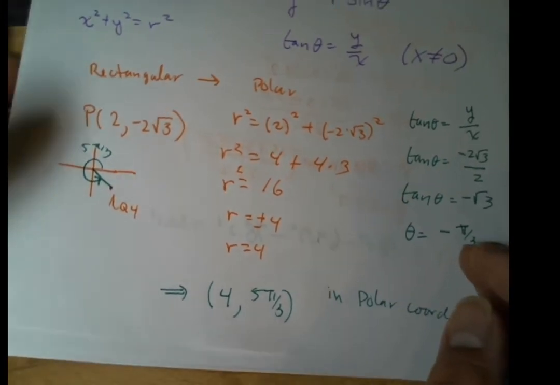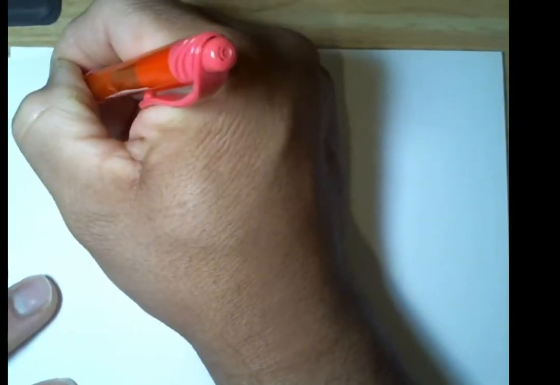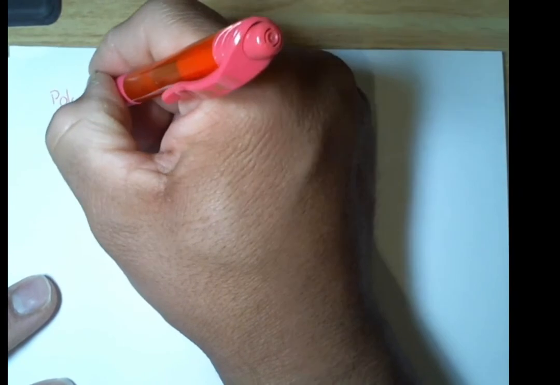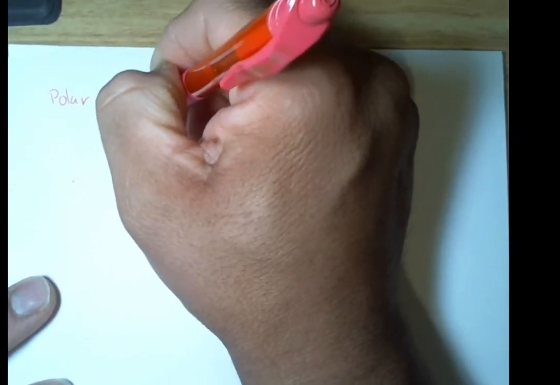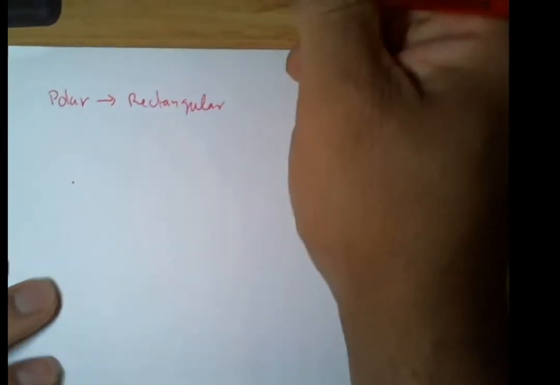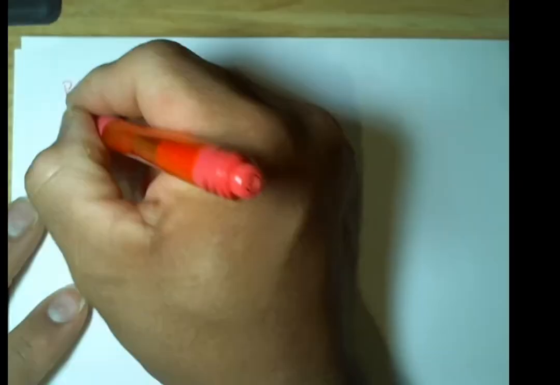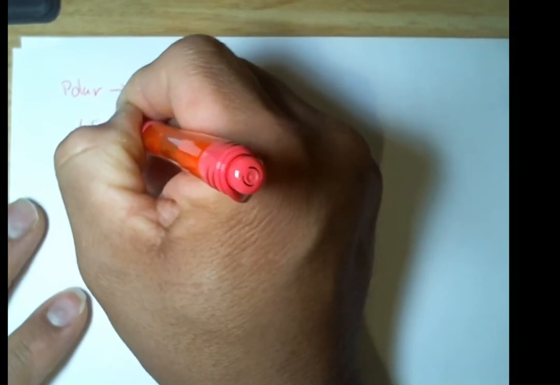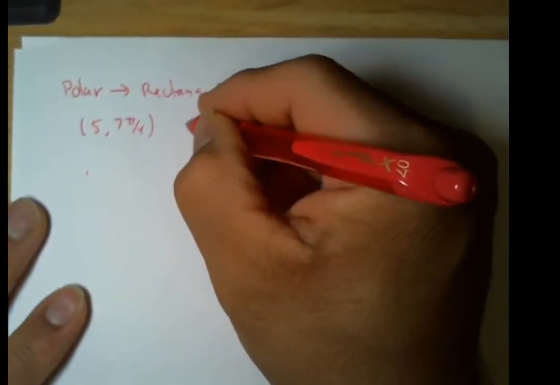All right, so let's say we wanted to go the other way, from polar coordinates to rectangular coordinates. Let's say we're given the point (5, 7 pi/4) in polar form.